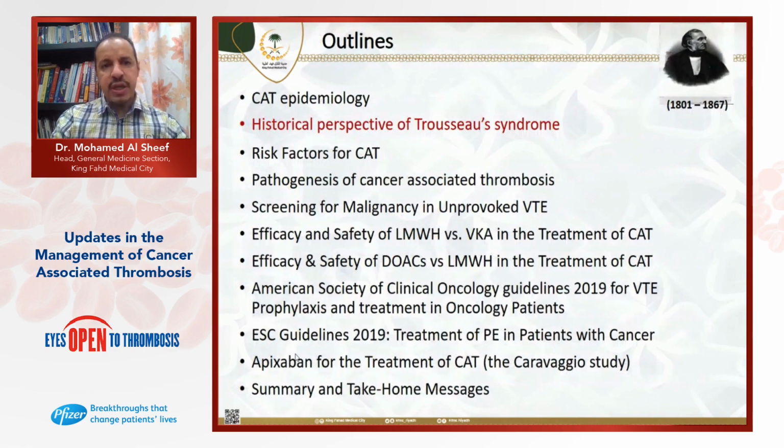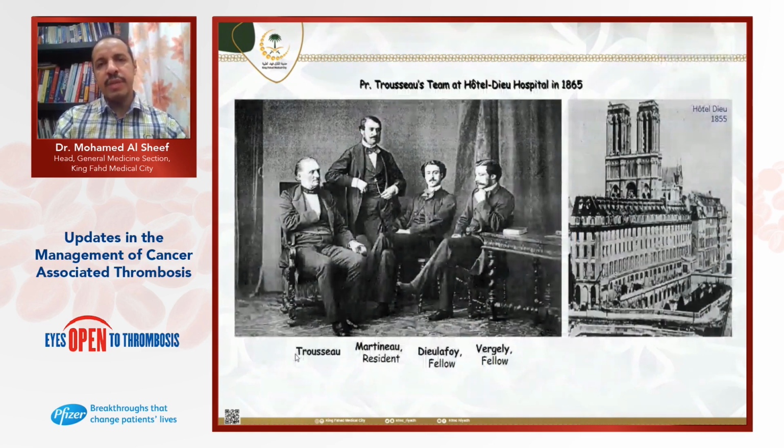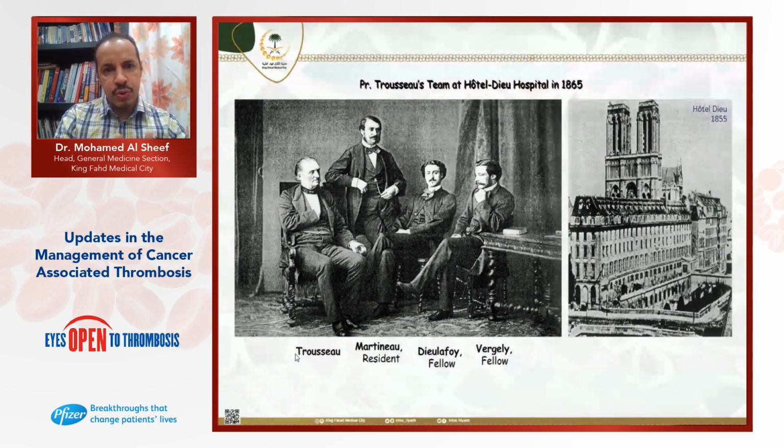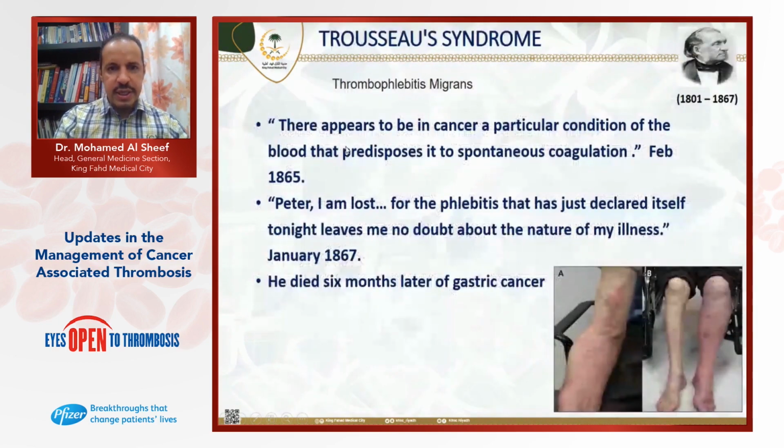I'm going to discuss the historical perspective of Trousseau syndrome, I mean, cancer-associated thrombosis. It's named after the scientist, clinician, Professor Trousseau from Paris, France, in 1865. You can see his picture along with his residents and fellows, and he was working in Hotel Dieu in Paris. Interestingly, we call Trousseau's syndrome thrombophlebitis migrans, or migratory thrombophlebitis.